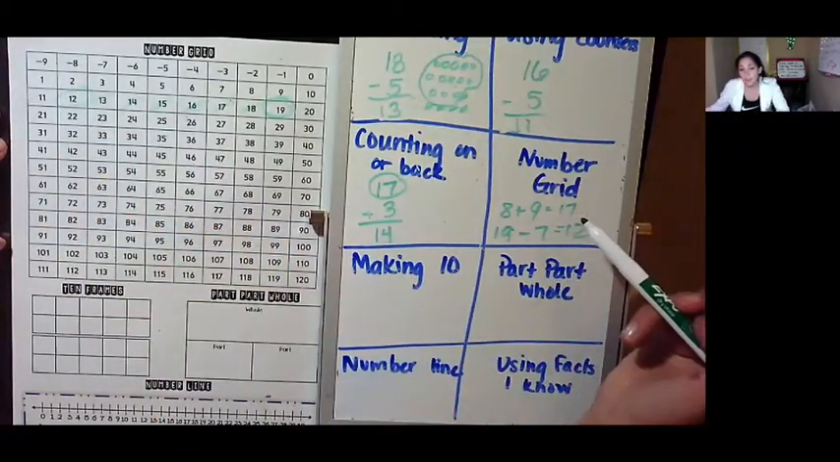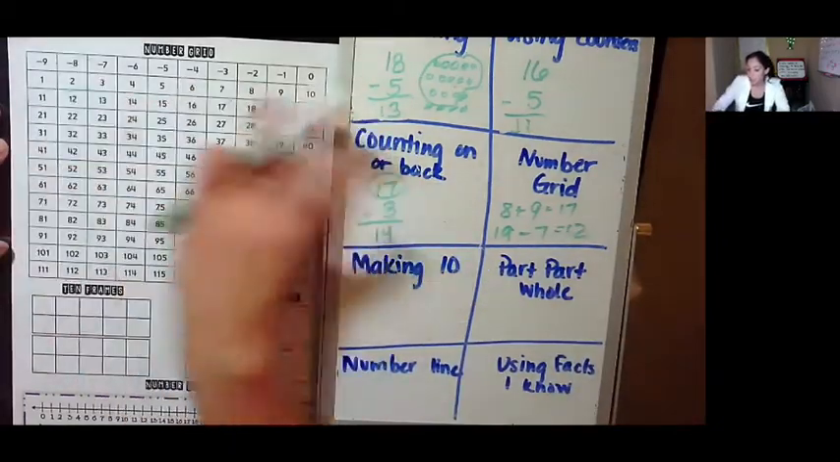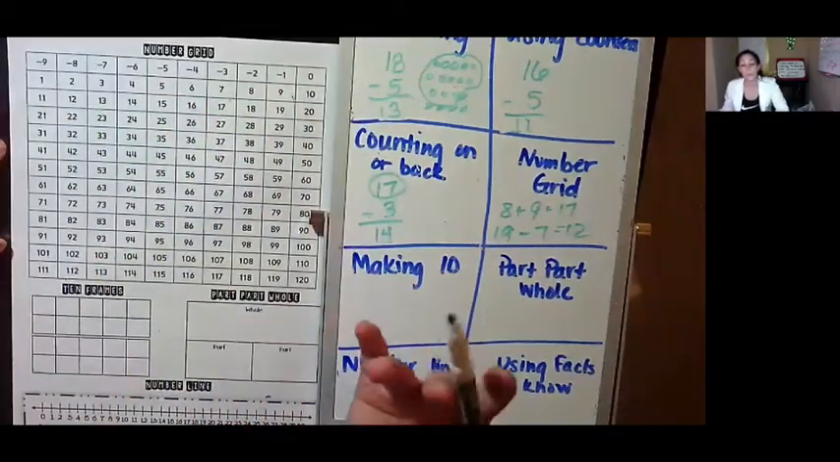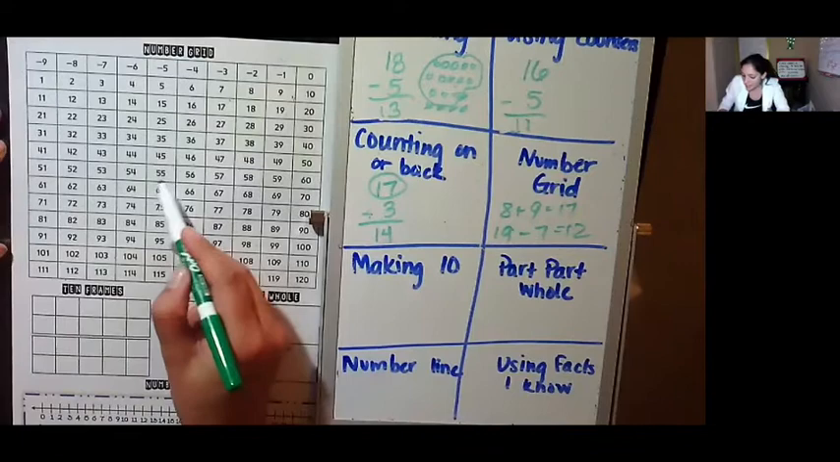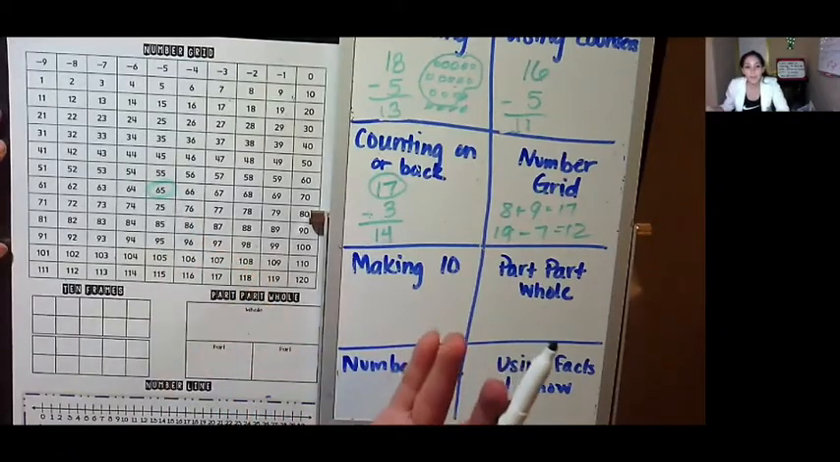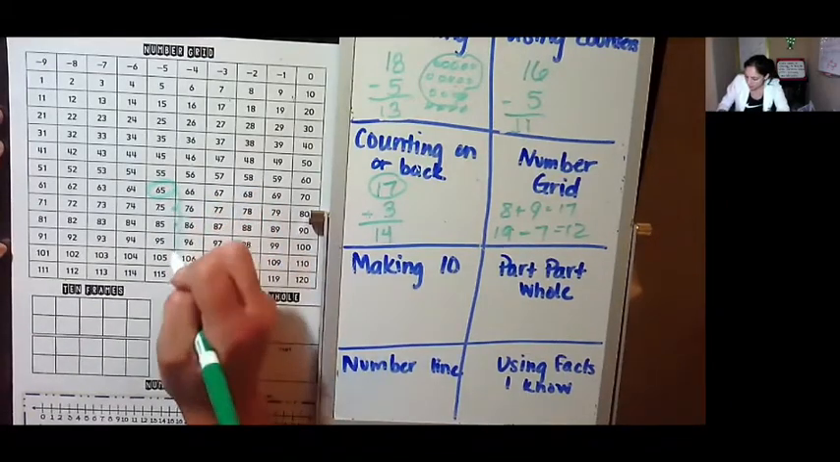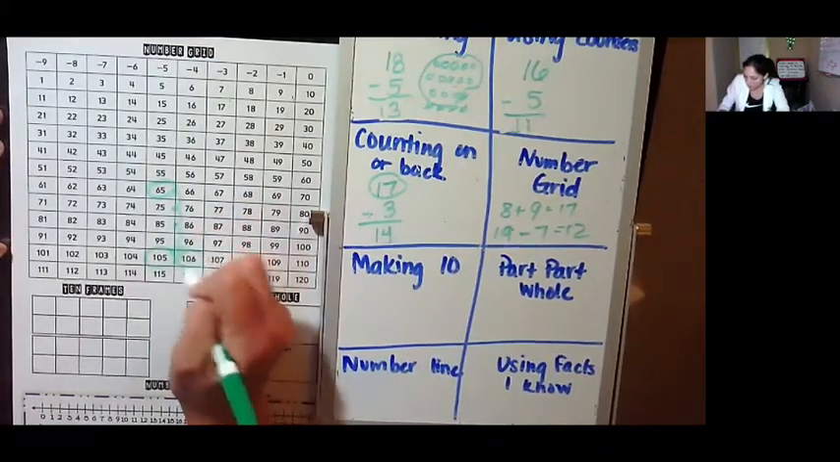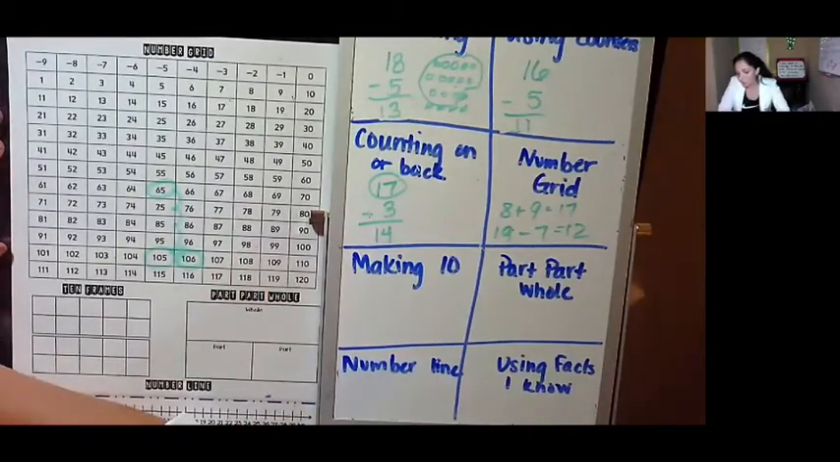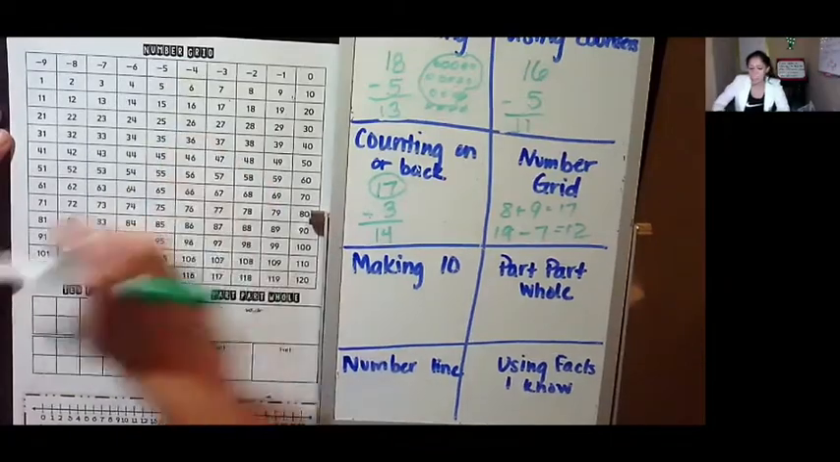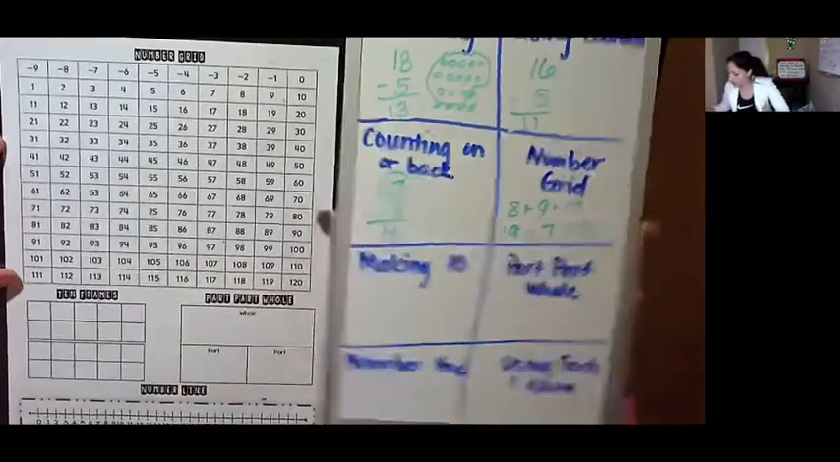I like the number grid a lot because I can use it to solve really big number sentences like 65 plus 41. I jump forward 40 and one more. 65 plus 41 is 106. So it's a really great tool, especially as we get into those higher numbers.